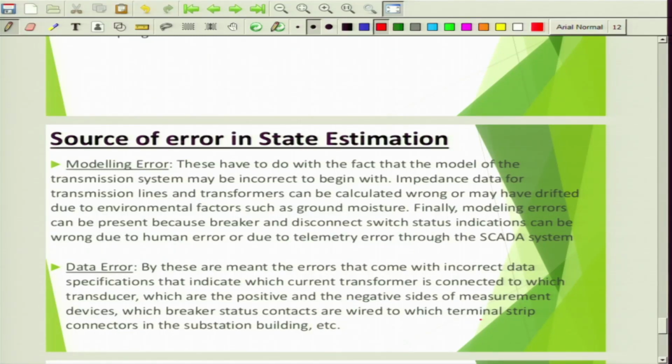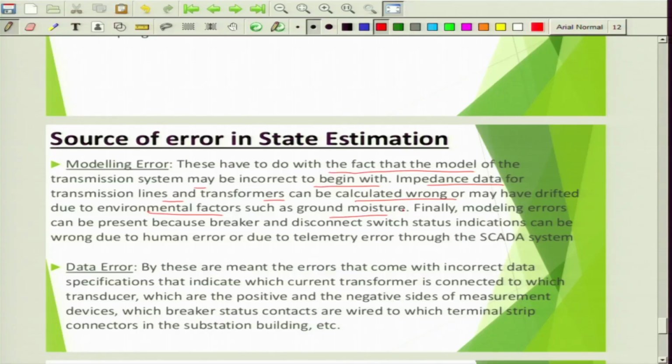So, modeling error. These have to do with the fact that the model of the transmission system may be incorrect. Now you need a model, right, the H of X matrix may be incorrect to begin with. Impedance data for transmission lines and transformers can be calculated wrong, or may have drifted due to environmental factors. A transmission line may expand, and there could be practical scenarios with different values, such as ground moisture and all these things.